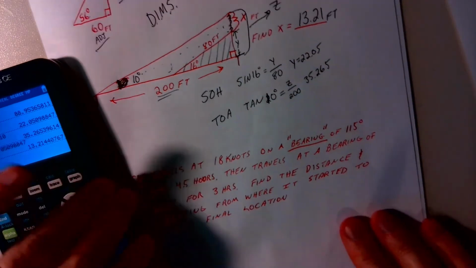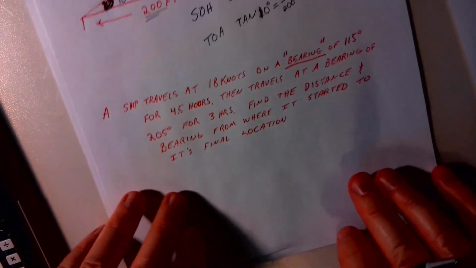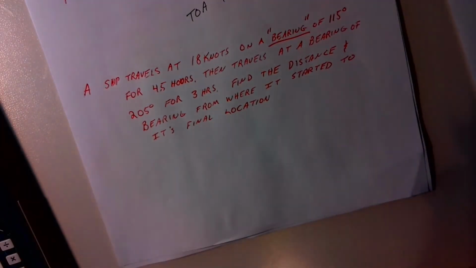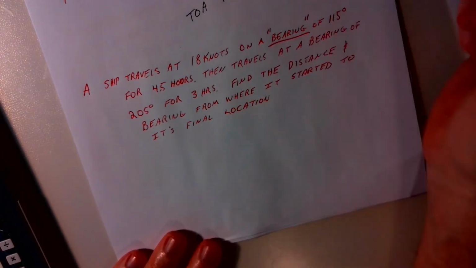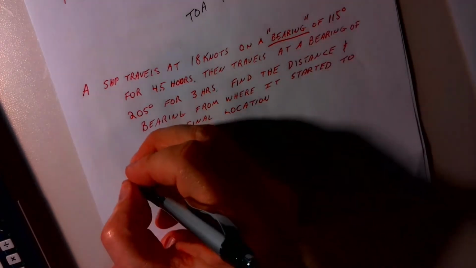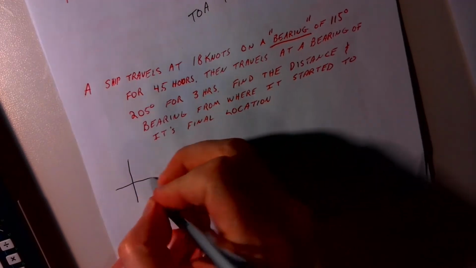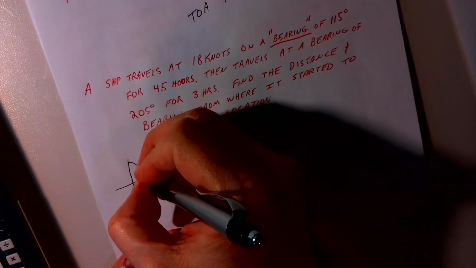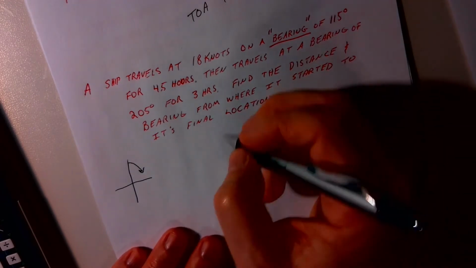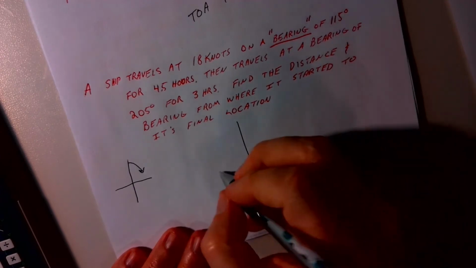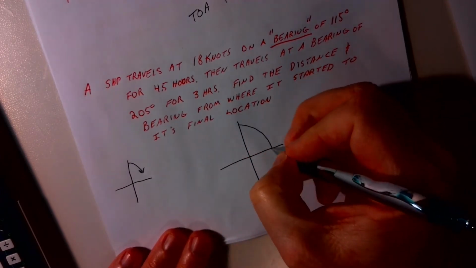Okay, so here we go. Let's go and talk about something a little bit more detailed now. So I've got a ship, it's traveling at 18 knots on a bearing of 115 degrees for 4.5 hours. You're like, whoa, well, what does that mean? Well, first, bearings. I'm going to do that right over here. So a bearing always starts from due north and rotates clockwise.